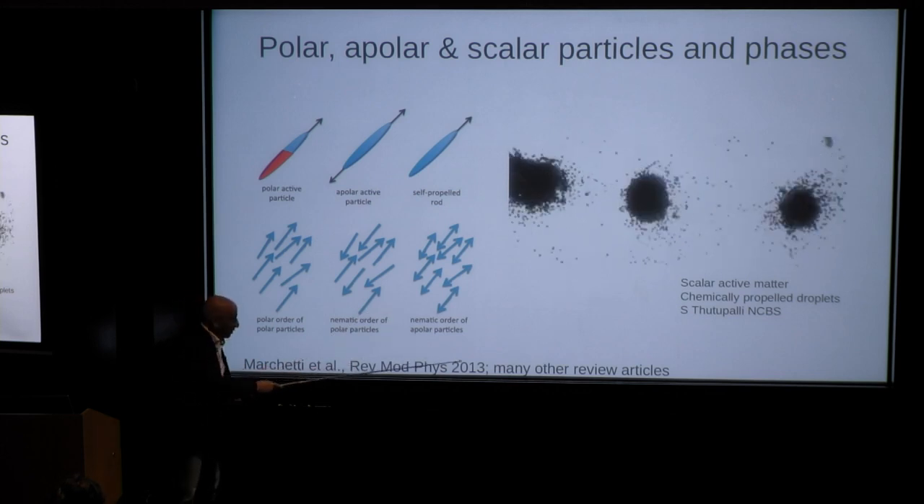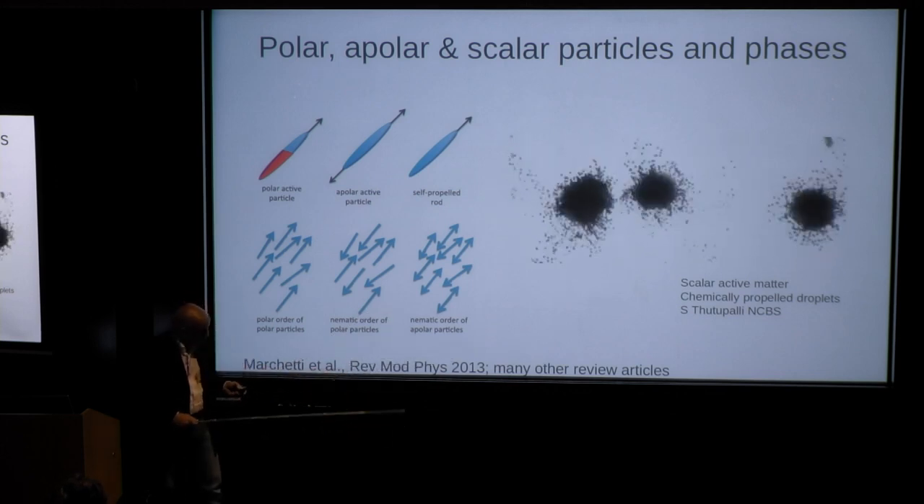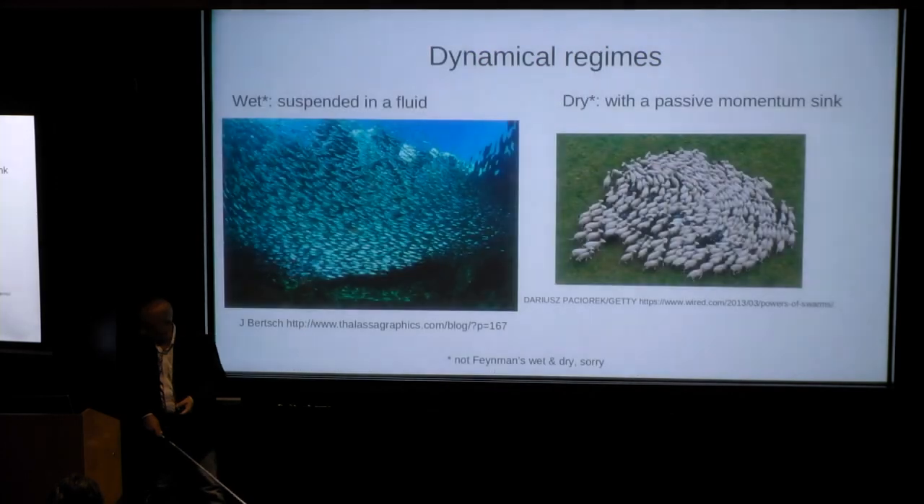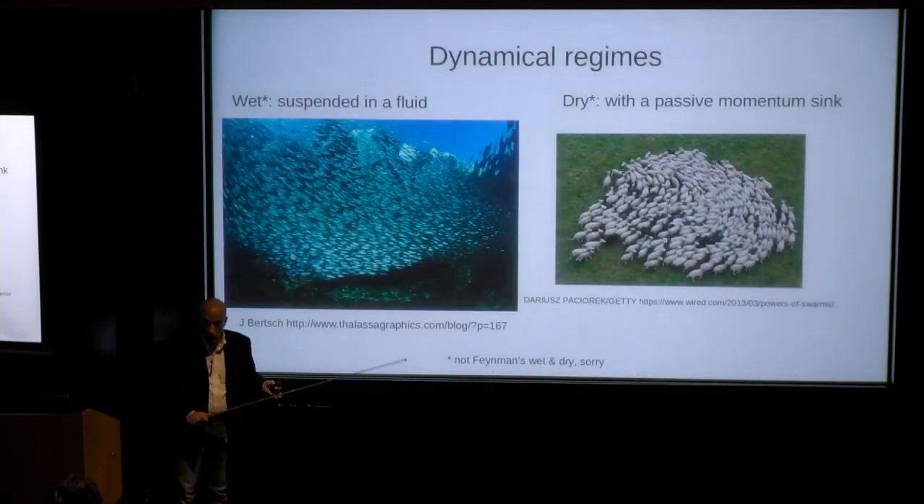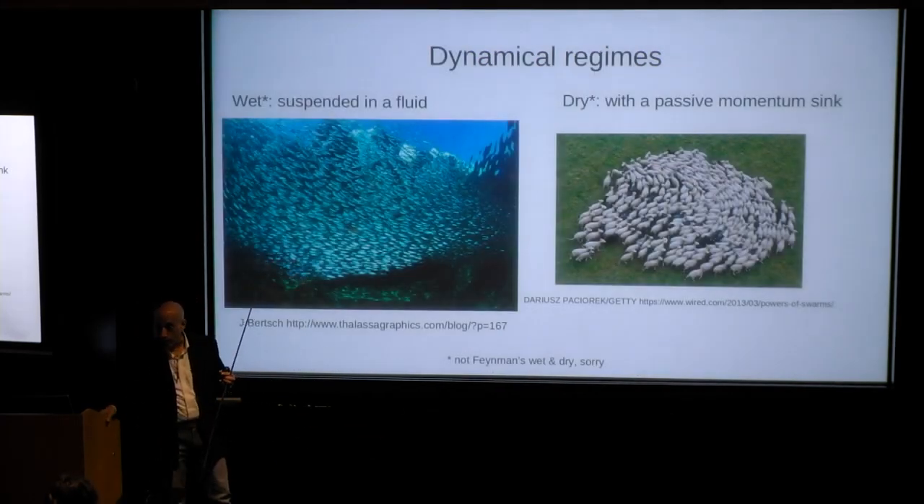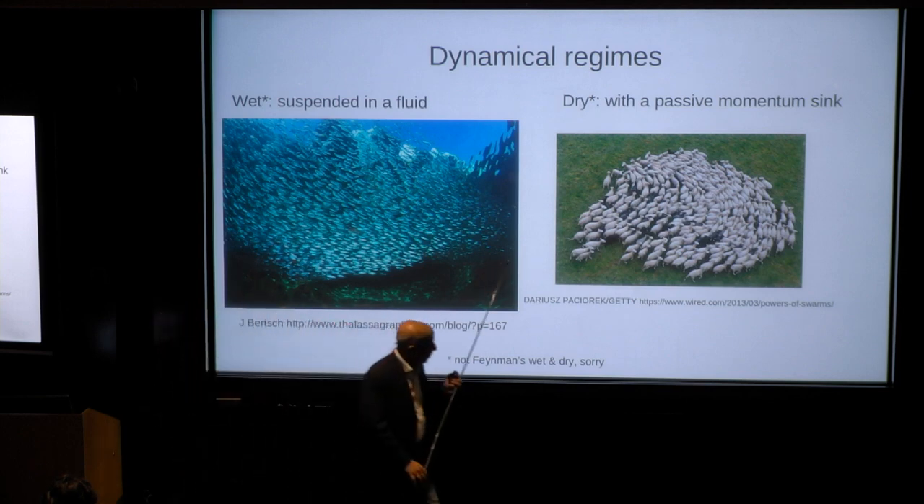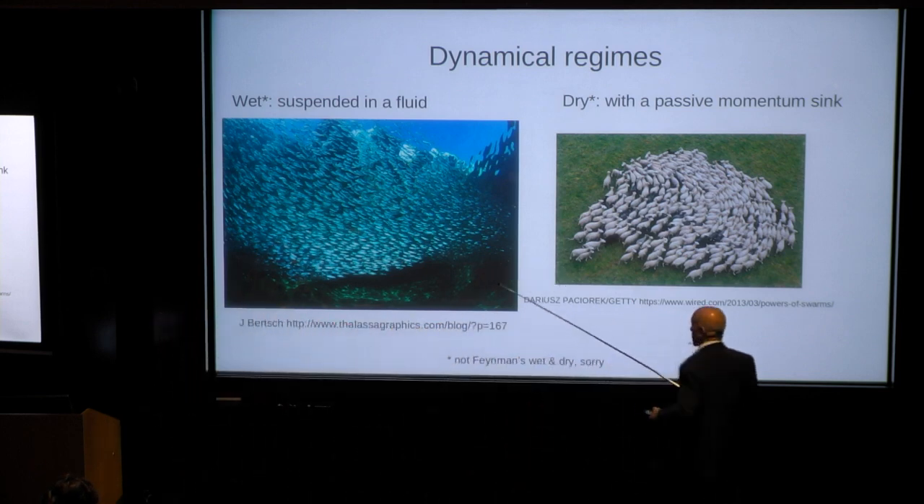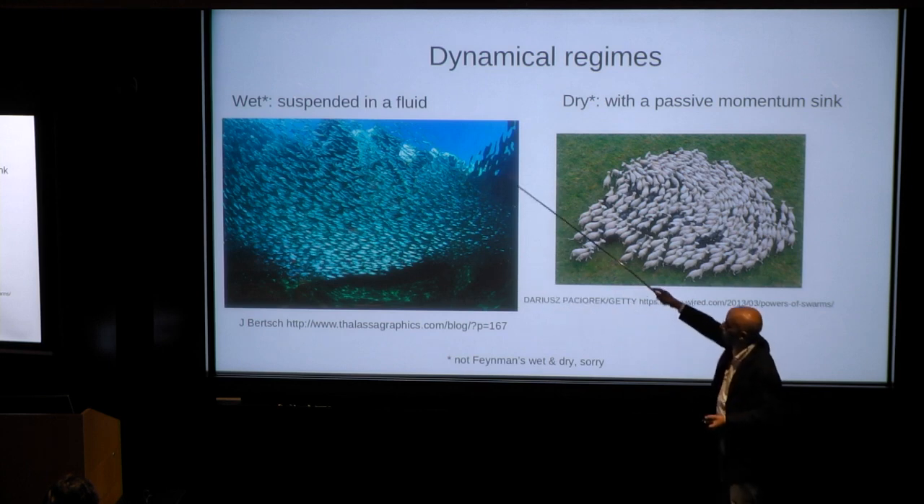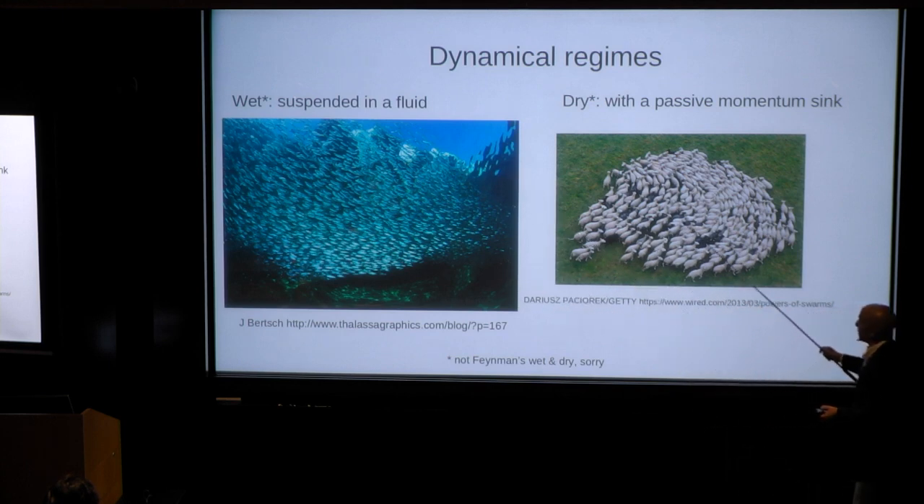That's my favorite one, but there are many other really excellent ones, and do take a look at them. One other important thing, apart from the types of order and the types of particles, is the dynamical regime in which you operate. You can imagine collections of active particles in bulk fluid, or you can imagine collections of active particles. Here, there's a binary mixture of sheep.